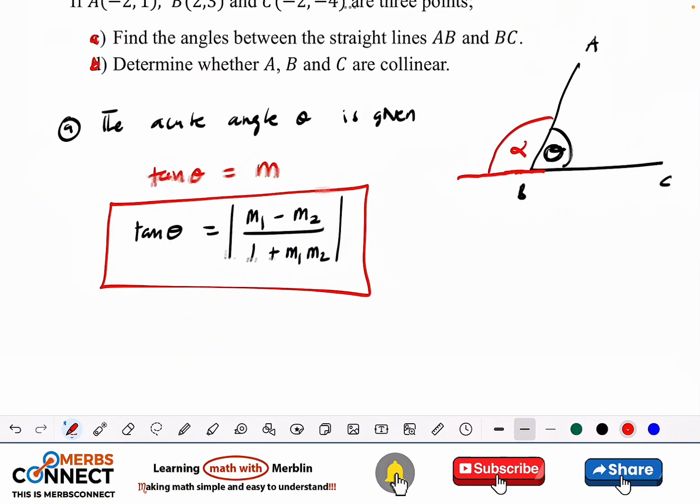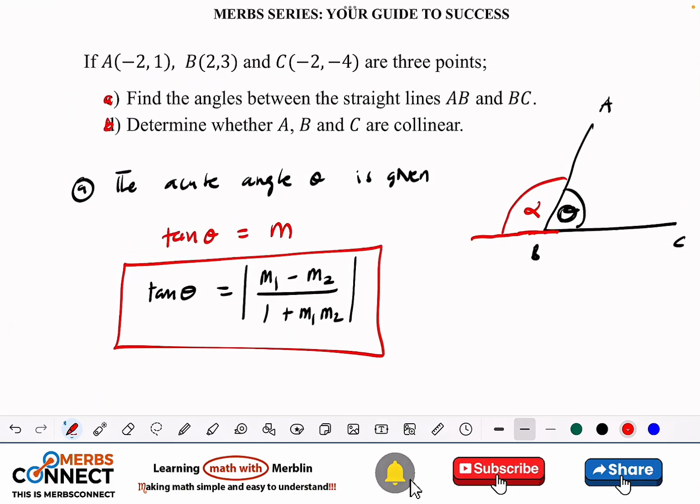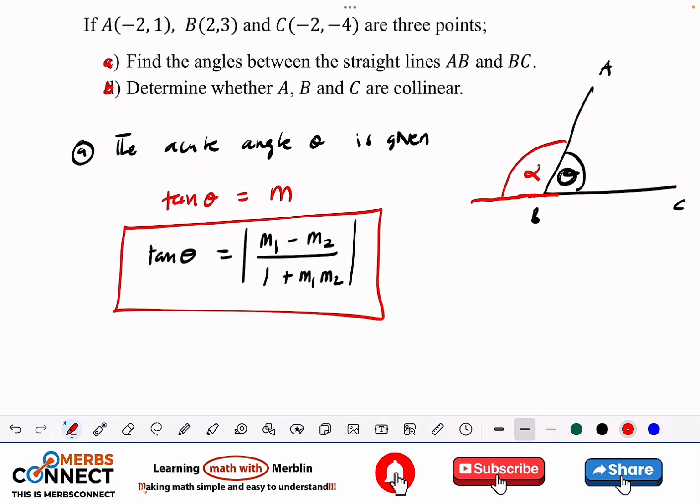All right, so let's do that. Now let's find the first slope. m1 is the slope of AB, and m2 will be the slope of BC. Let me write the points. Point A is (-2, 1). Point B is (2, 3). And point C is (-2, -4).